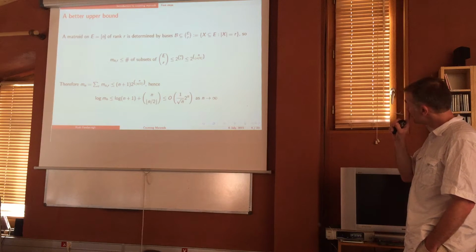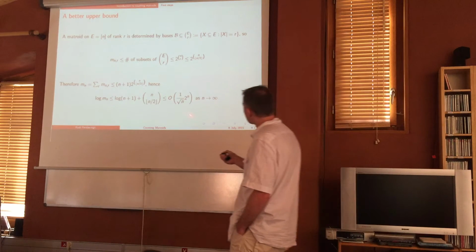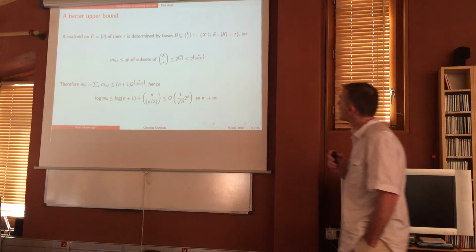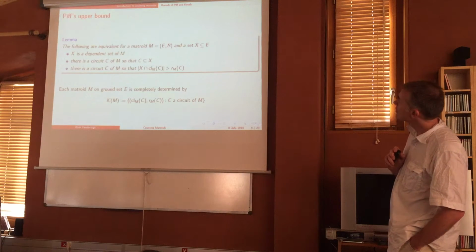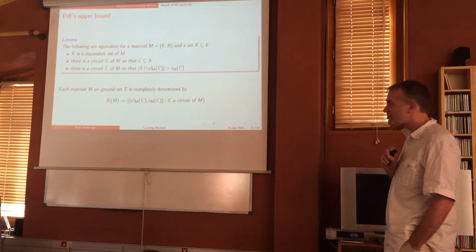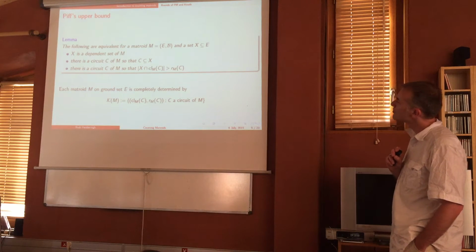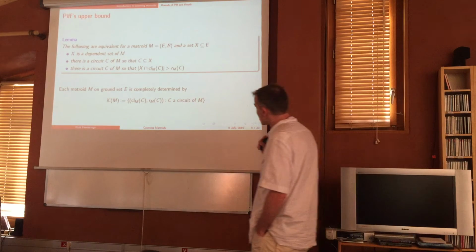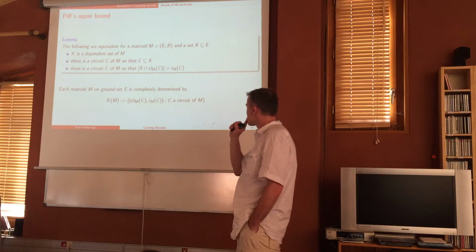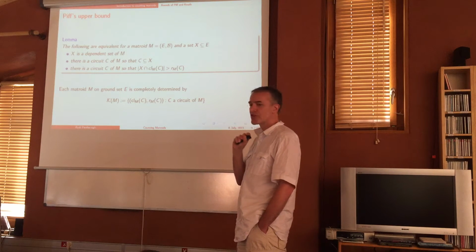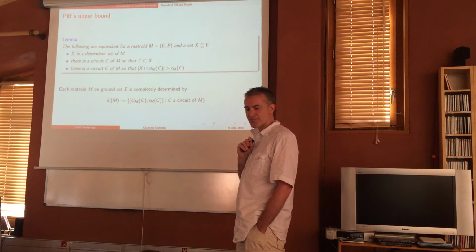So we got a little improvement, this square root n, and in 1973 or 74, Piff improved this bound even more. What he used was a way to describe a matroid on n elements with few sets.